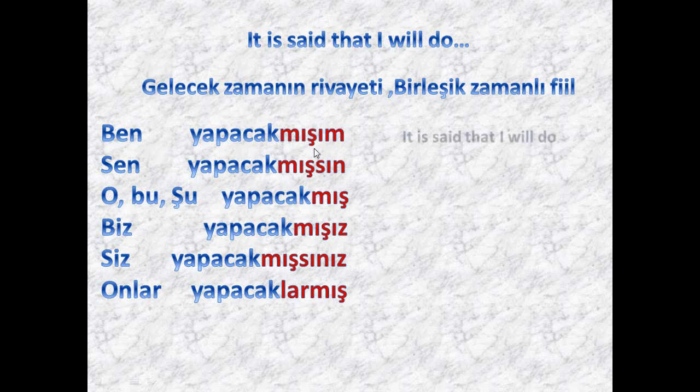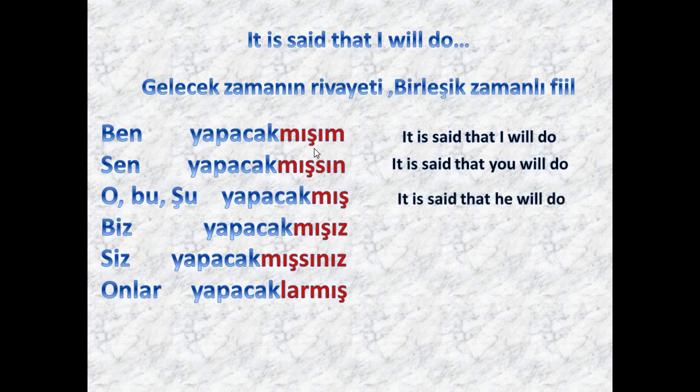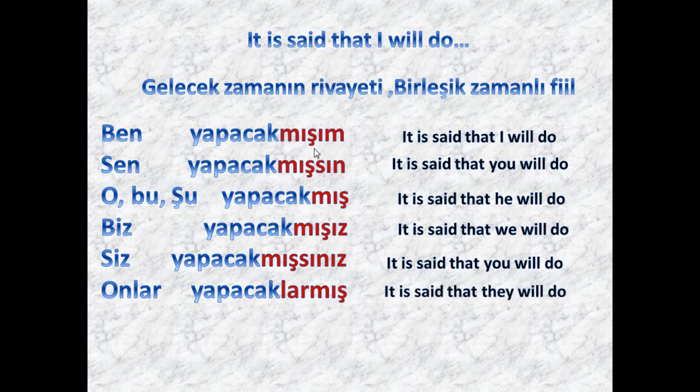Ben yapacakmışım. It is said that I will do, or it is said I am going to do. Sen yapacakmışsın. It is said that you will do. O yapacakmış. It is said that he will do, or he is going to do. Biz yapacakmışız. It is said that we will do. Siz yapacakmışsınız, it is said that you will do. Onlar yapacaklarmış, it is said that they will do, like they are going to do. It is said so. Somebody is saying all this. Okay, so, yeah. This is how it means.